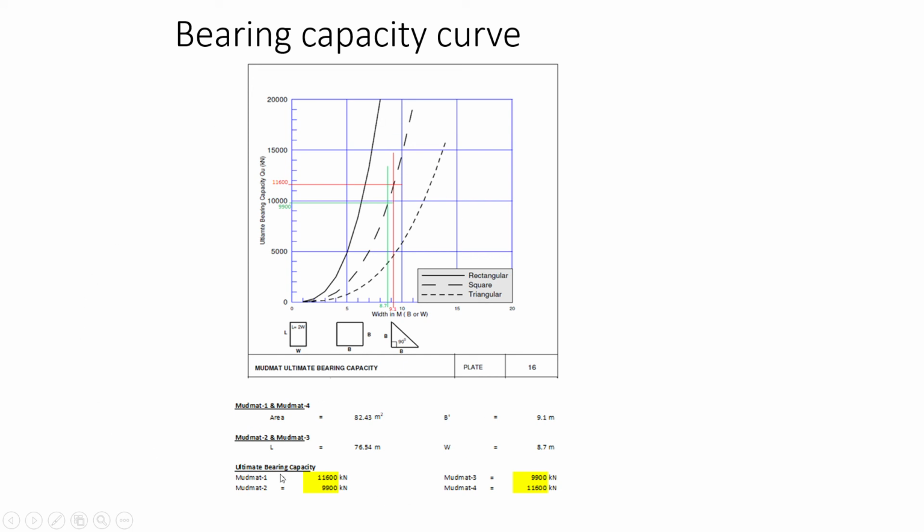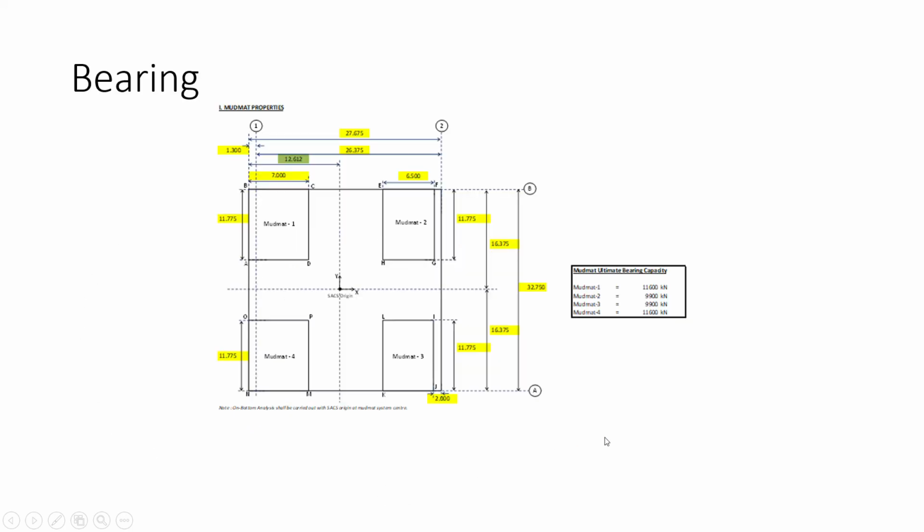So that's what the bearing capacity. Okay. And then bearing capacity calculation, how to get that one? Simply, load by area, the same thing here also. Load is the load we are getting from the analysis, and area is the mud mat area. So mud mat area is one, so this is the capacity.